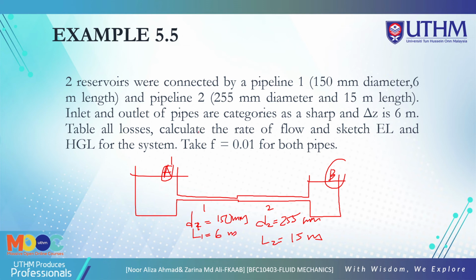So calculate the rate of flow, to find the Q, and sketch EL and HGL. Maksudnya dia suruh sketch. Take F is 0.01 for both pipes. So tak perlu nak refer. If F is given, so no need to refer to the Moody chart. So inlet and outlet of pipe are categorized as sharp, so the K is for this entrance and also the outlet here.